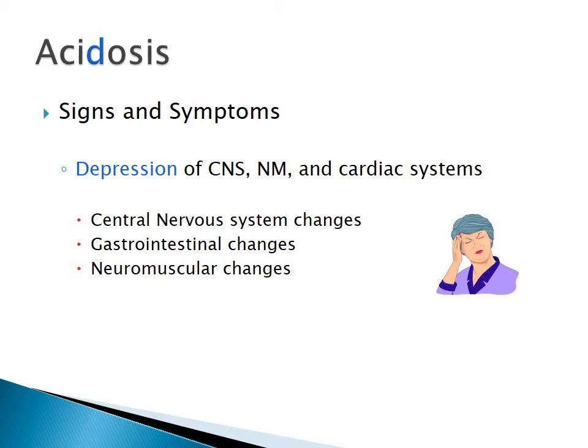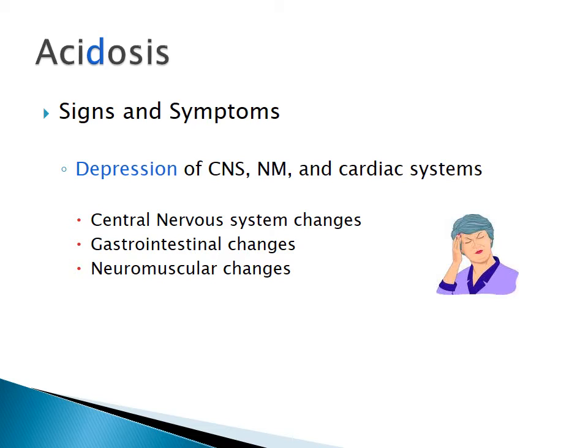So what are the signs and symptoms of acidosis in general? Acidosis, you'll see on this PowerPoint that I highlighted the D on the acidosis, and it's to really focus you that this is going to be a depression of your CNS, your neuromuscular systems, and your cardiac systems. So let's look at the specific changes. Now, the reason that these are depressed is a specific reason. It's related to the hyperkalemia that has resulted, and it's related to the elevated CO2. These two items are what are making the changes throughout our body and causing this depression.